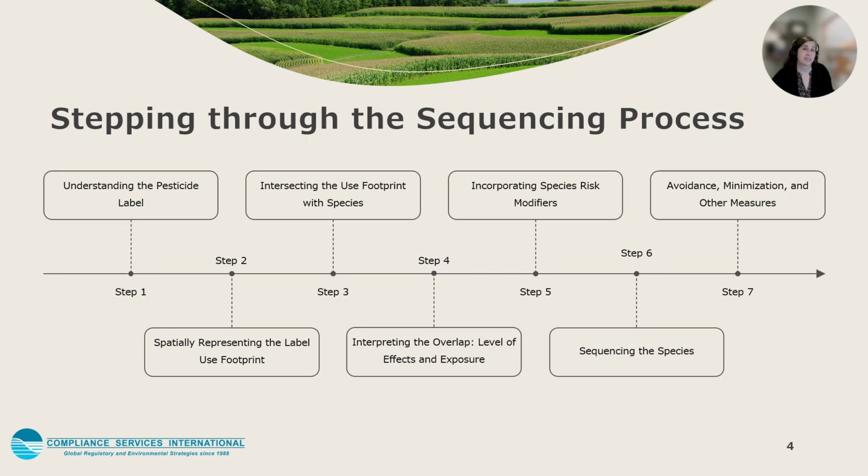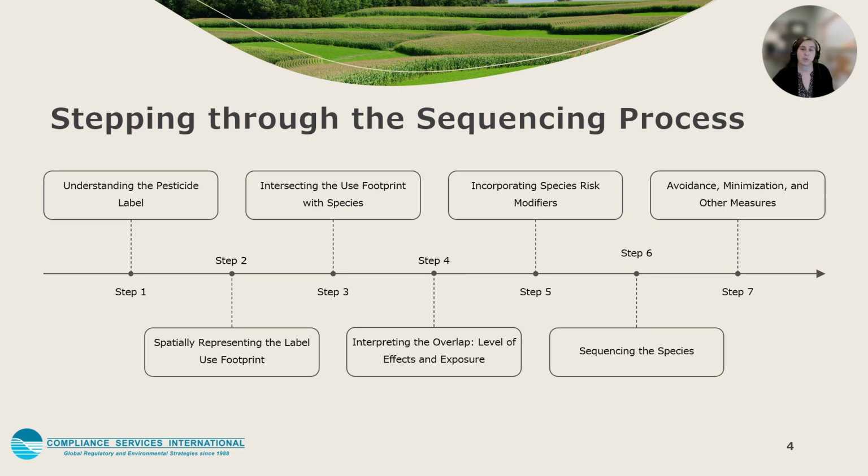In step 6, we sequence the species. Now, sequencing can kind of happen through all of these different steps, but step 6 is where we put it all together. We mathematically sequence a species based on the degree of overlap, ecotoxicity, vulnerability, and the addition of risk modifiers. And we'll really be going through specifically steps 5 and 6 in just a little bit.